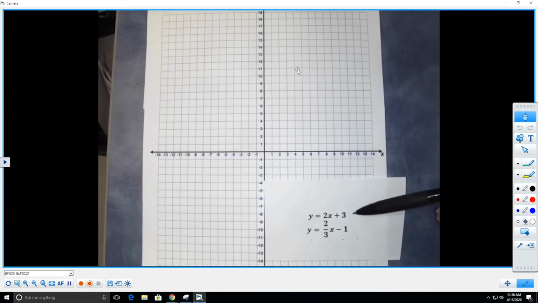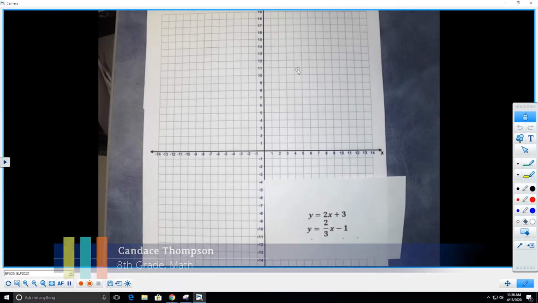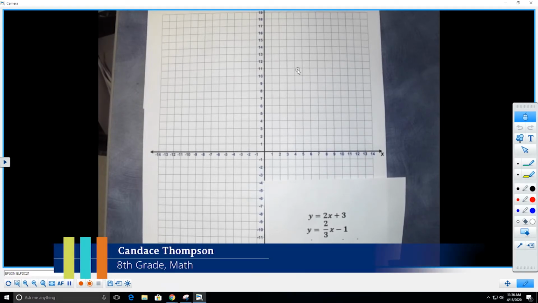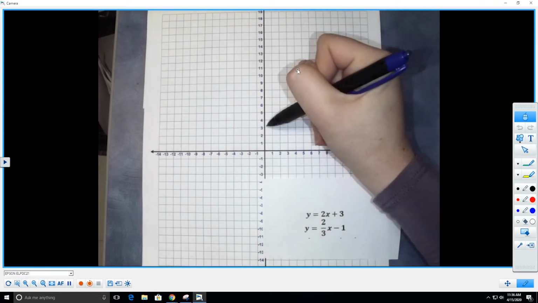So for this first equation here, can you identify the y-intercept? That's it, 3. This means we can place a point on the coordinate plane at (0, 3). Can you graph that on your coordinate plane as I graph that on mine? Here is my y-intercept.